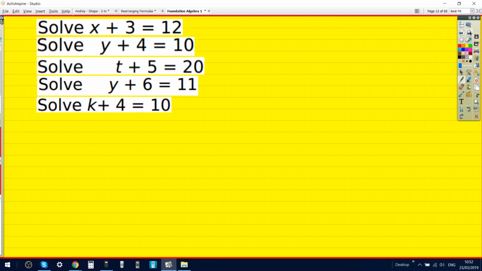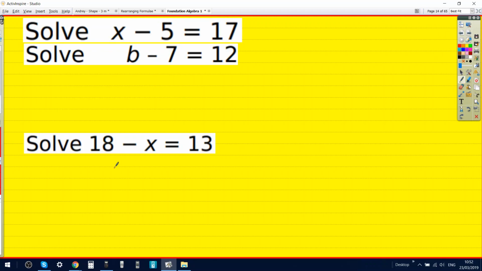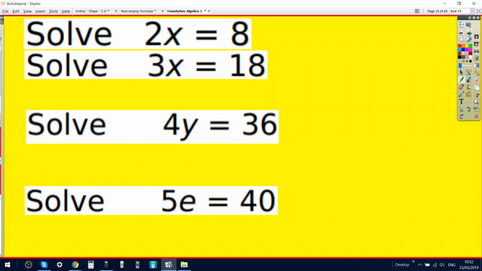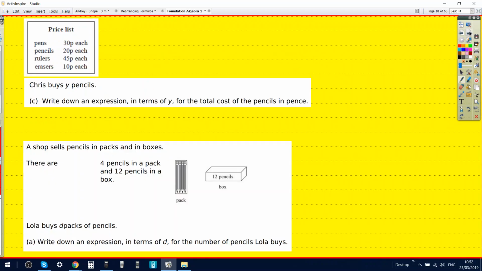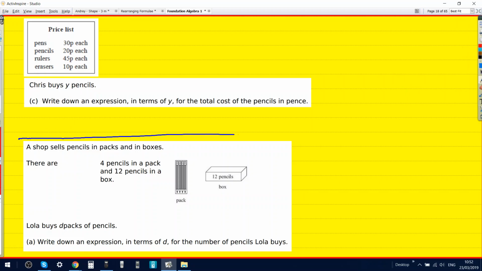So these we did. What would be the bottom one here? Would that be 5? Yeah. Did it. Oh, we did it. All right. How about the top one? Okay. Write down the expression in terms of y for the total cost of pencils and pens. So that would be y equals.